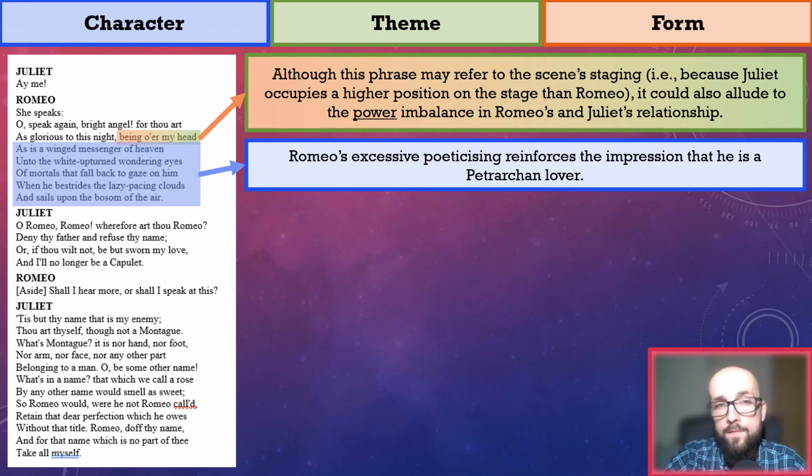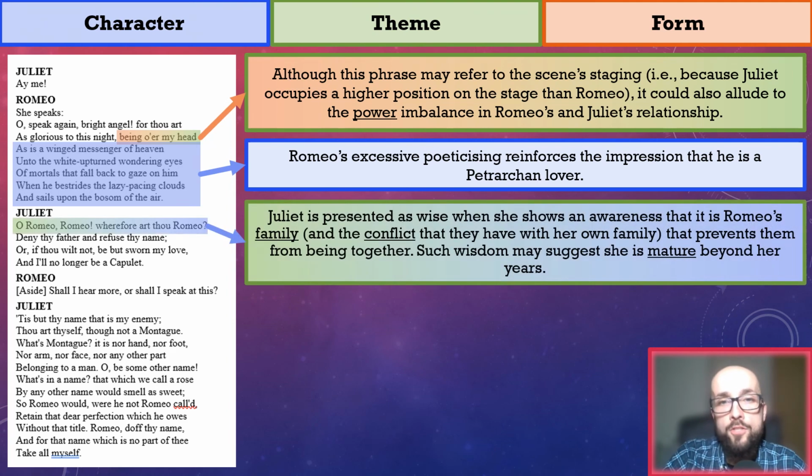One of Juliet's first lines in this scene is the famous "O Romeo, Romeo, wherefore art thou Romeo?" A question that I'm sure you know sees her ask why he is Romeo, why is he a Montague? This question presents Juliet as wise because she shows an awareness that it is Romeo's family, and the conflict that they have with her own, that is preventing them from being together. Because Juliet is wise, this could also suggest that she is mature beyond her years.